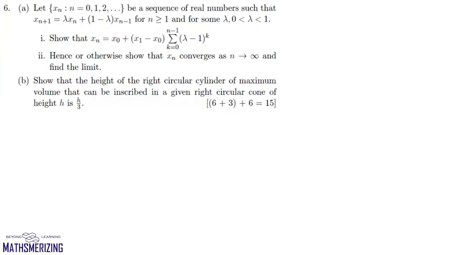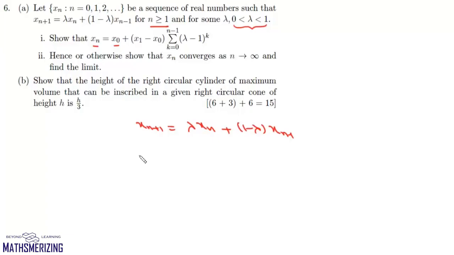Now question number 6 is: let x_n for n equals 0, 1, 2 be a sequence of real numbers such that x_(n+1) equals lambda x_n plus (1 minus lambda) x_(n-1) for all n greater than or equal to 1 and for some lambda which lies between 0 and 1. Now the first part says show that x_n equals x_0 plus (x_1 minus x_0) into the summation k varies from 0 to n minus 1 of (lambda minus 1) to the power k.